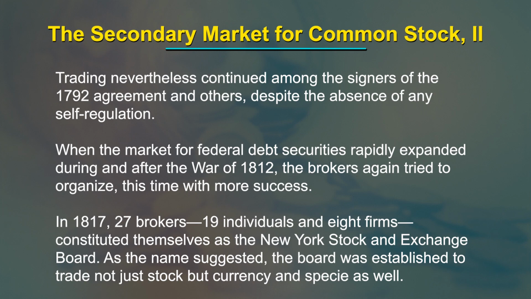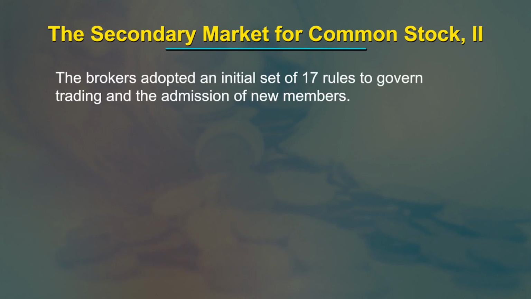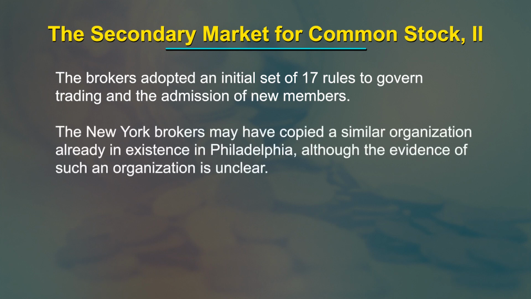And as the name suggested, the board was established to trade not just stocks, but also currencies and specie. The brokers adopted an initial set of 17 rules to govern the trading and the admission of new members. The New York brokers may have copied a similar organization that already existed in Philadelphia, although we are very unclear about how it really worked. Now, let us look at the timeline of how the New York Stock Exchange really came into effect.